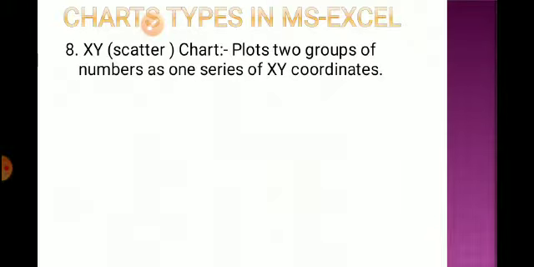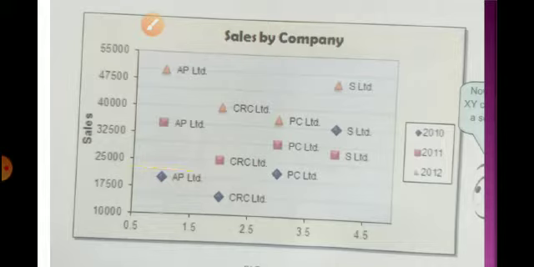Next one is XY scatter chart. An XY chart either shows the relationships among the numeric values in several data series or plots two groups of numbers as one series of XY coordinates. So this is XY scatter, XY chart.